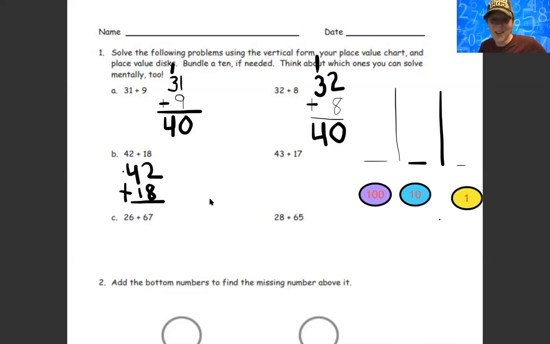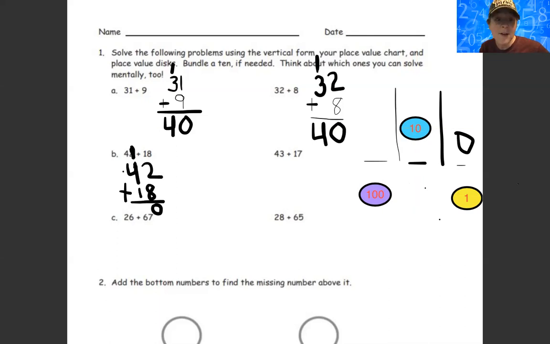Yeah, I don't even have to put that over here for you guys. You guys know that by now. 2 ones and 8 ones equals 10 ones. Well, once I have 10 ones, I have to bundle them together and put them over in the tens column. So now I have 0 ones and I have a 10 in the tens column. I have 1 ten. So I have 0 ones. I put my 10 over here in the tens column.